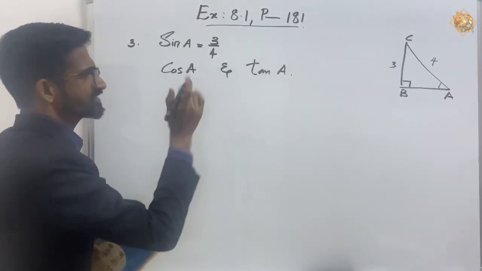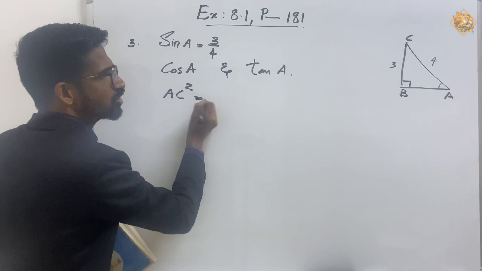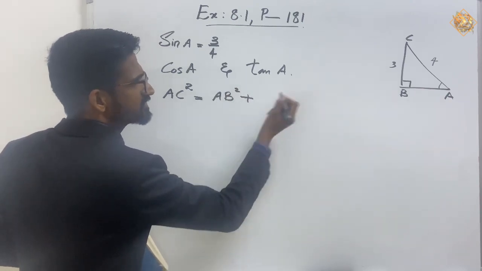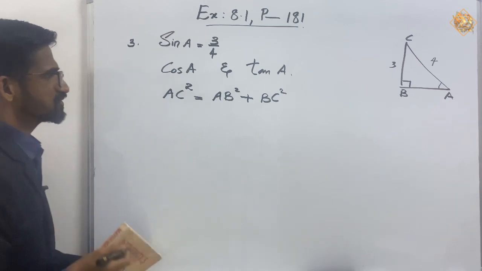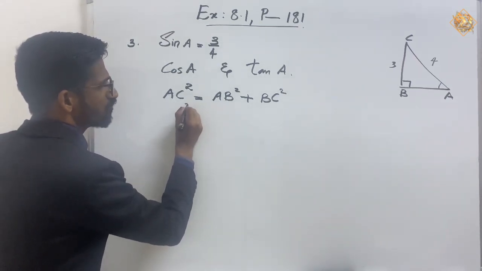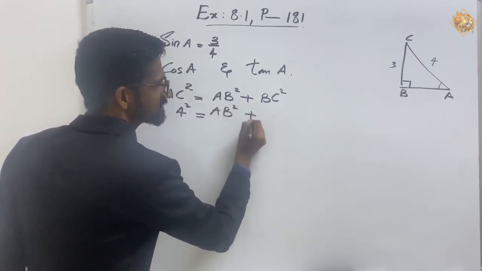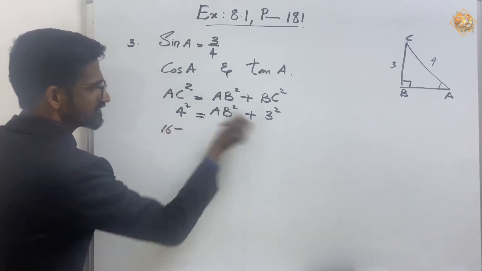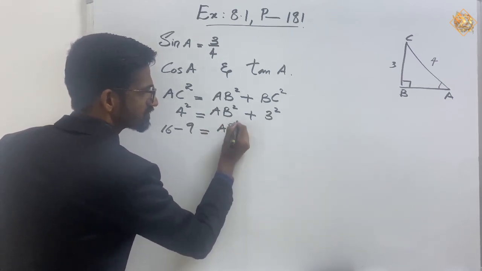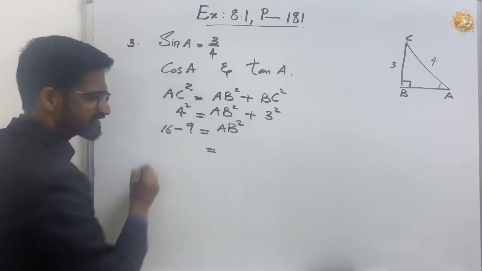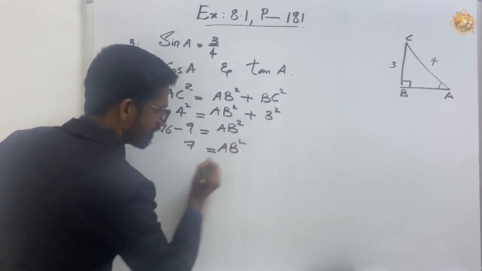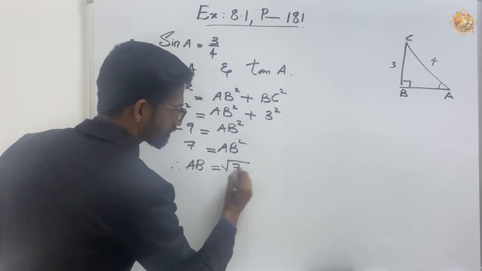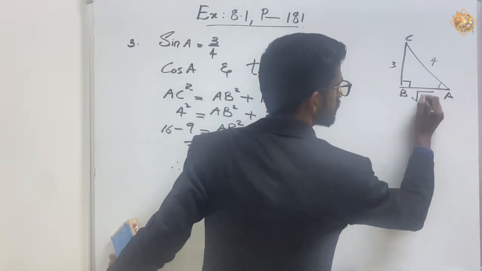Applying Pythagoras theorem here, the longest side is AC. AC square equal to the sum of the squares of the other two sides, AB square plus BC square. We substitute the values: AC is 4, so 4 square equals AB square plus 3 square. Taking 3 square to the other side, 16 minus 9 is 7, equal to AB square. Therefore AB equals square root of 7.